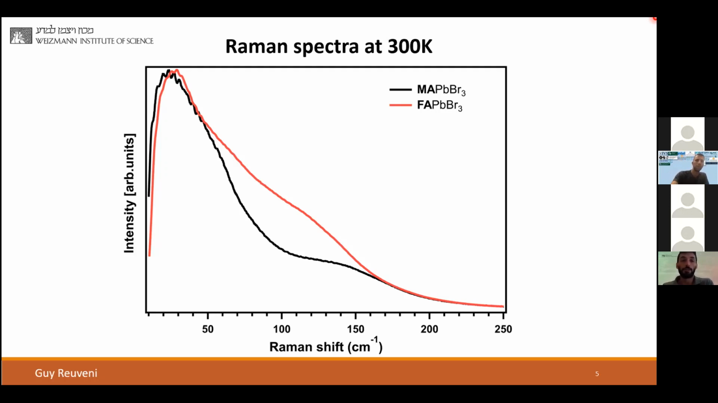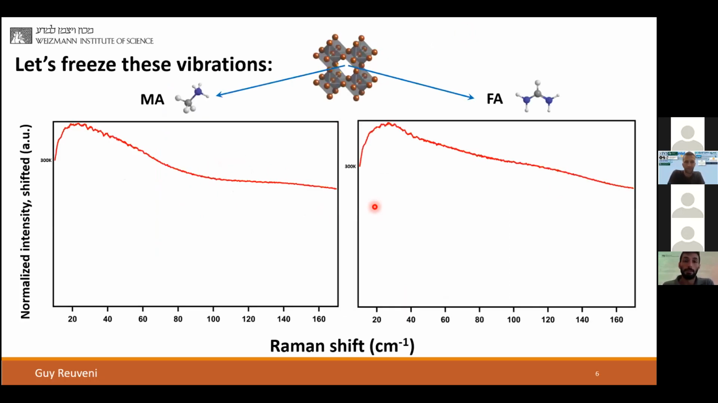So even though they look very similar, we have broad features and not singular peaks, as we used to see in the Raman spectrum. They have some big difference here, which probably will be the cause for the difference between the two. So we'll need, as I told you, to go down in temperature and freeze these vibrations.